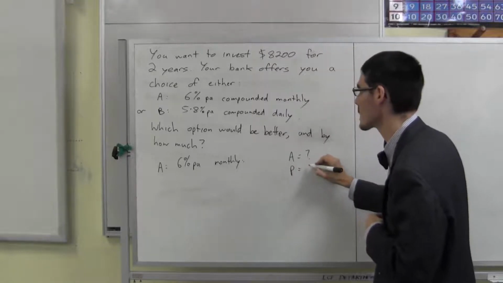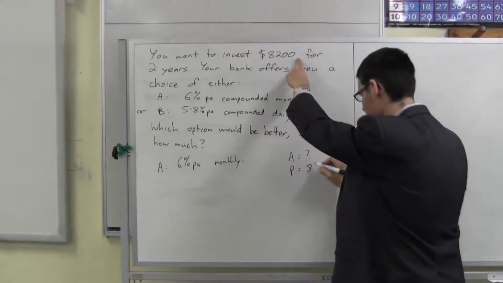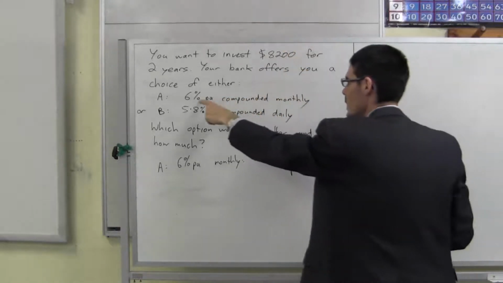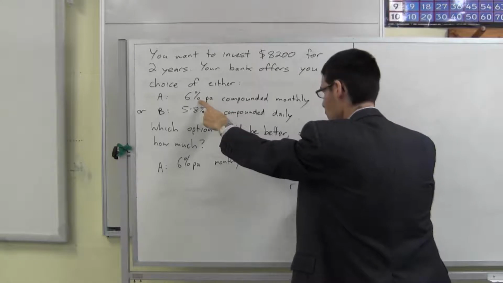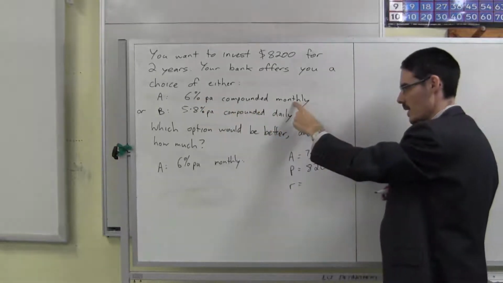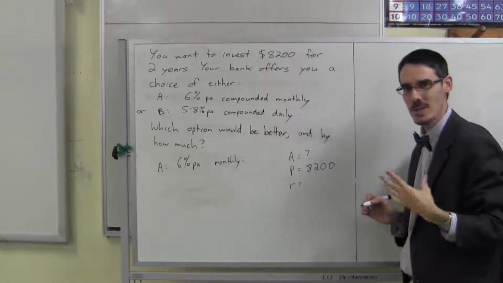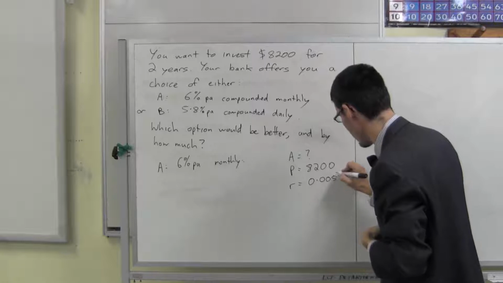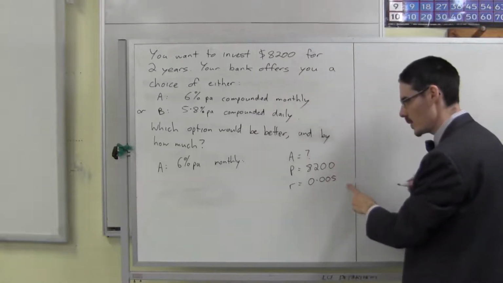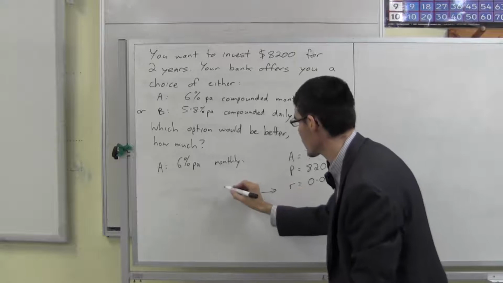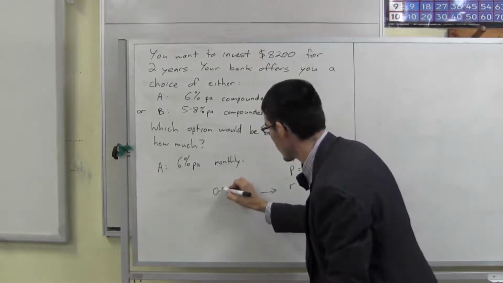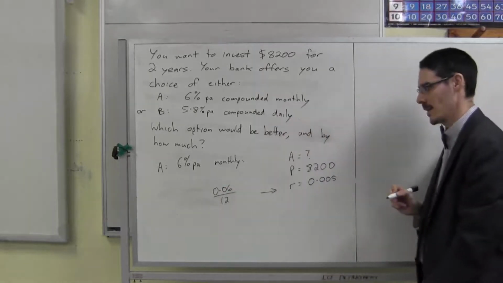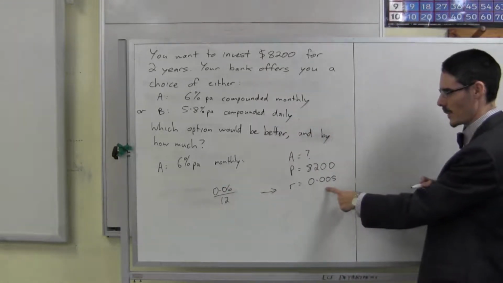My principal was up here, $8,200. My rate was 6% per annum. So how much is that per month? It's going to be 6 divided by 12, which is a half. Half a percent, which is 0.005. If you have trouble, you can always do this by going 0.06 divided by 12. Okay, that will give you this number.